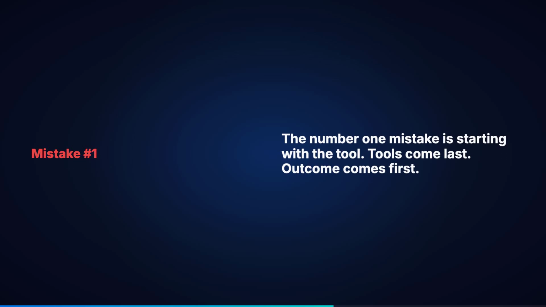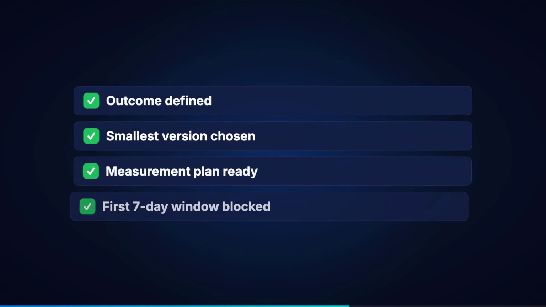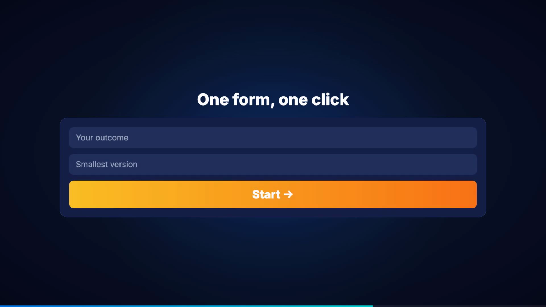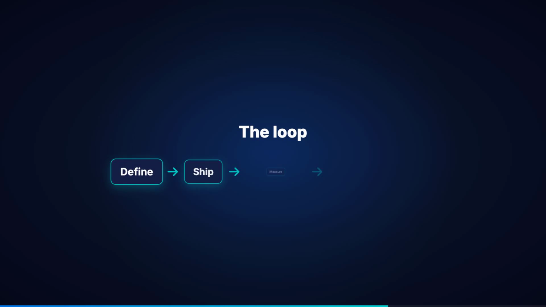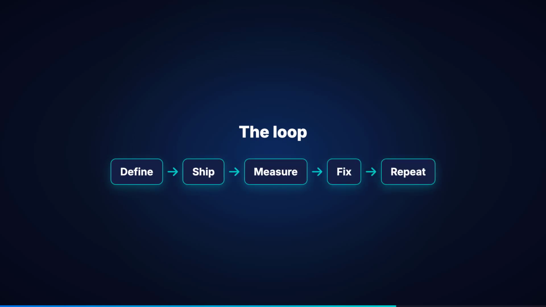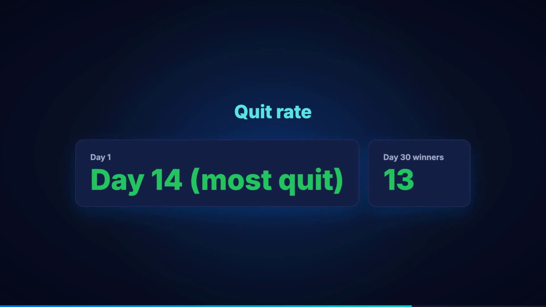Look at this detail. Skip the warning at your own risk. Most how to online reputation agency in Singapore guides skip the measurement step. That is why most how to online reputation agency in Singapore attempts die in week 2. The number one mistake is starting with the tool. Tools come last. Outcome comes first.